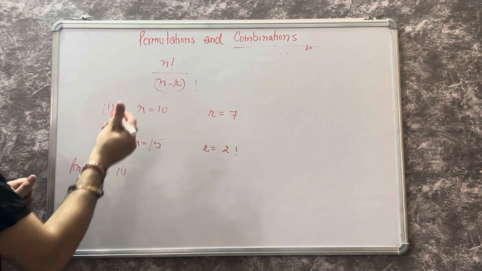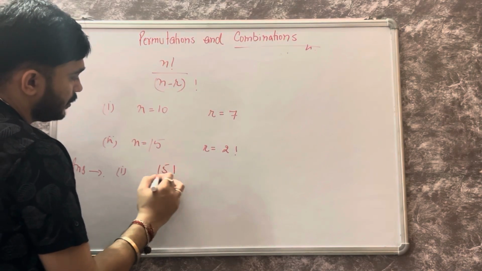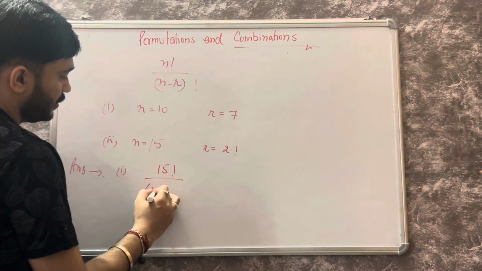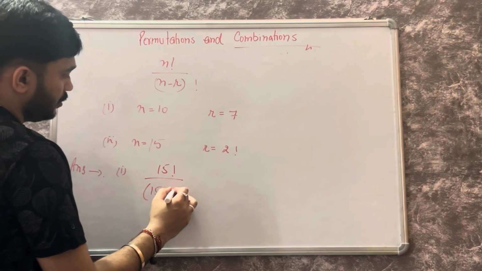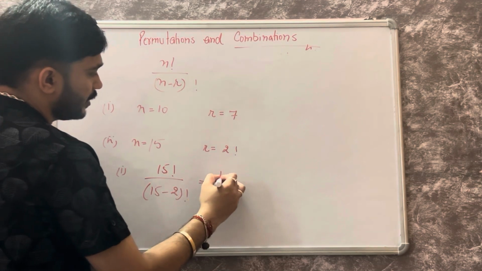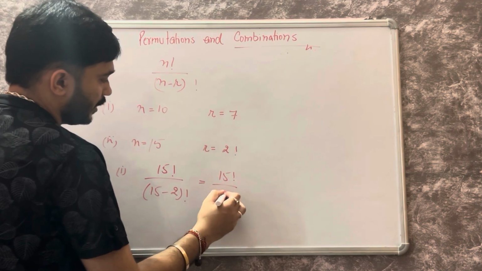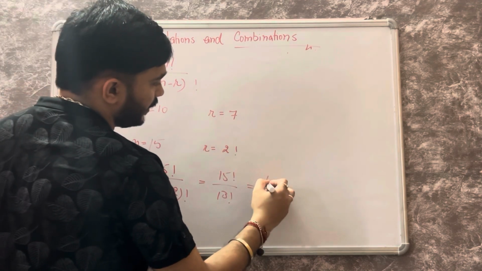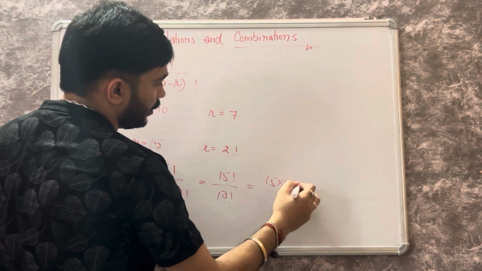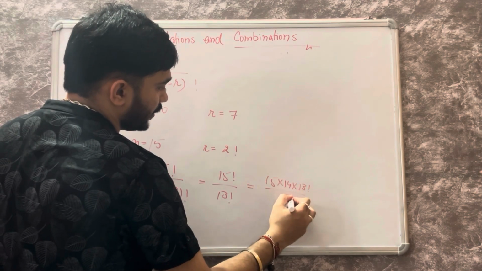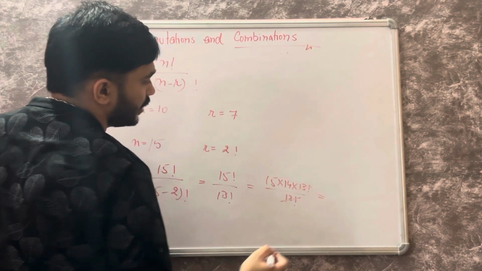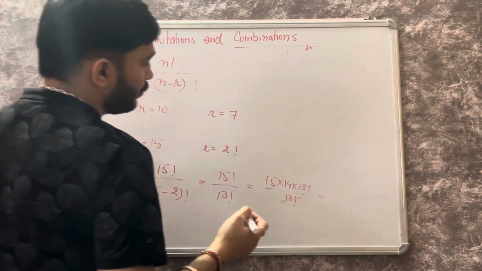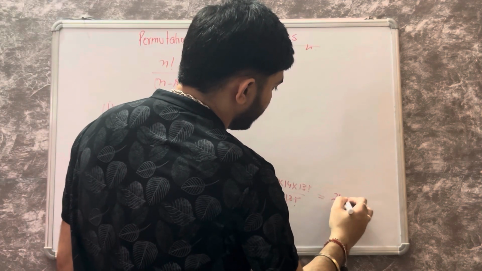Look here, put the value of n, that is 15 factorial divided by n minus r, means 15 minus 2 factorial. You will get 15 factorial divided by 13 factorial. You can write it as 15 into 14 into 13 factorial divided by 13 factorial. 13 factorial being cut with 13 factorial, and you are being left with the answer 210. Any doubt?